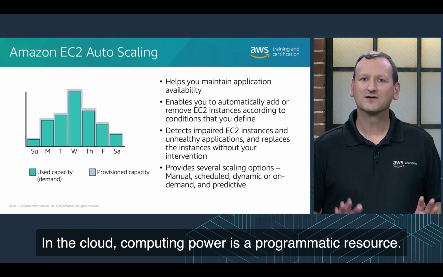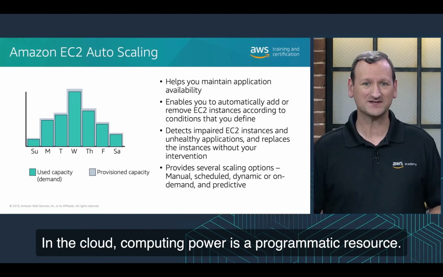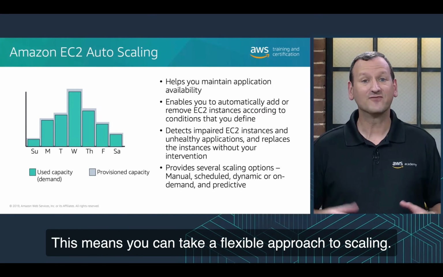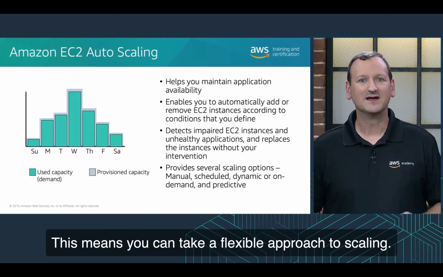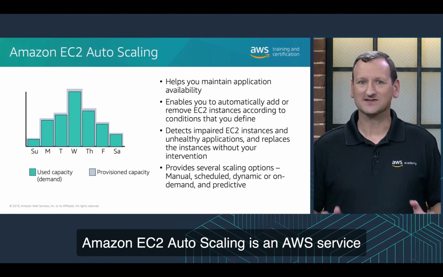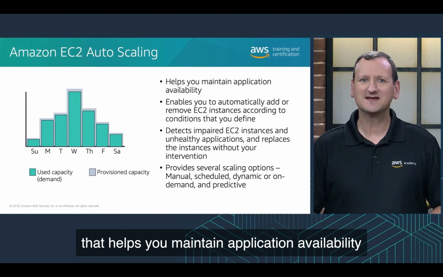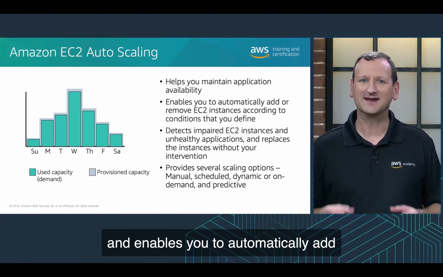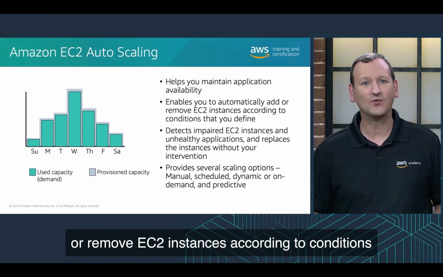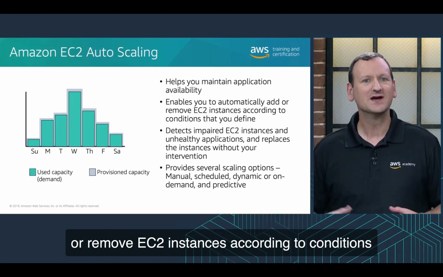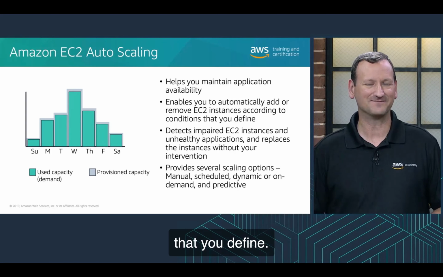In the cloud, computing power is a programmatic resource. This means you can take a flexible approach to scaling. Amazon EC2 Auto Scaling is an AWS service that helps you maintain application availability and enables you to automatically add or remove EC2 instances according to conditions that you define.